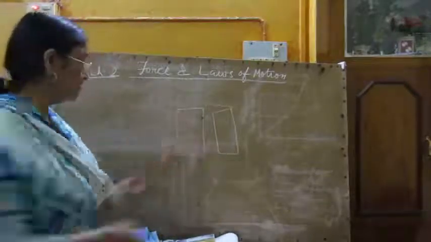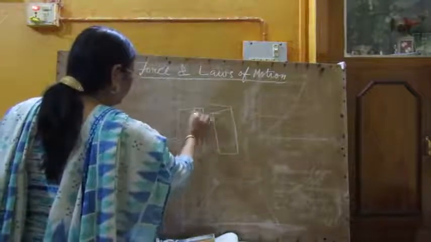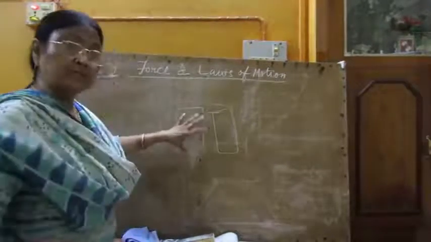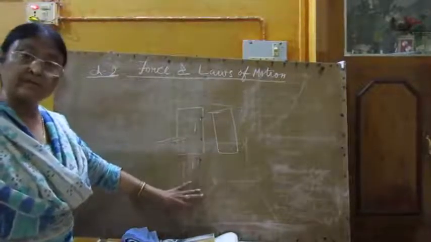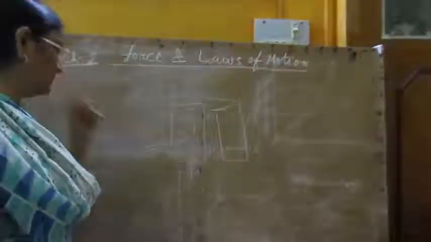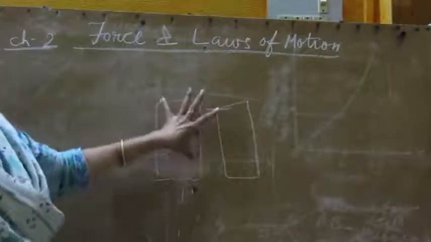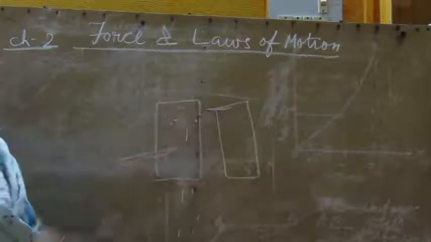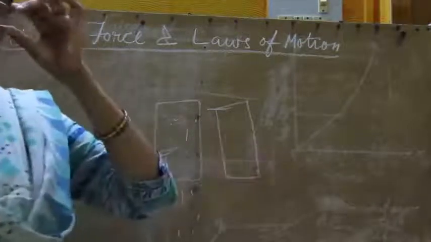rest position. That is why, when the carpet moves away, the dust particles, due to their weight and due to the inertia of rest, just fall down. In that way, by using this physics, we clean the carpet with a stick. So this is an example of inertia of rest.